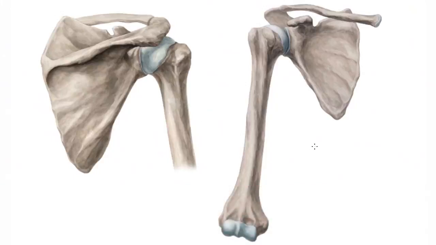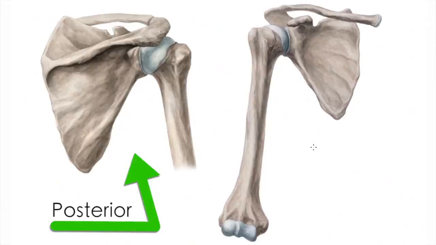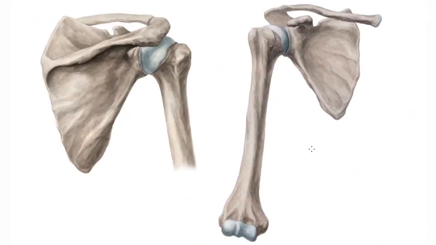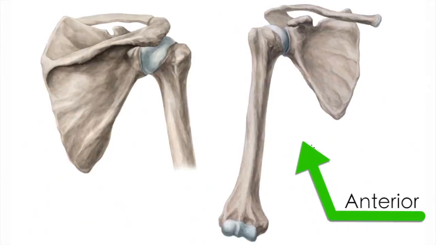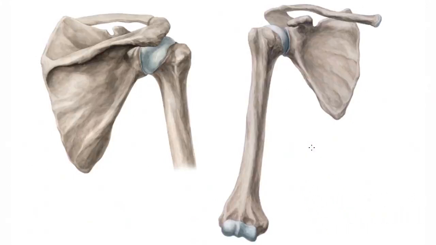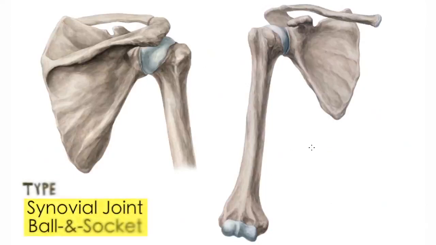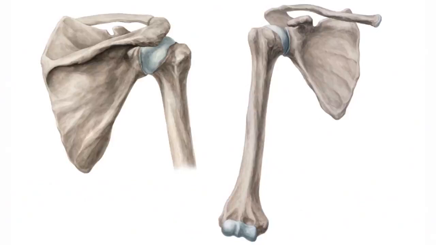Now, what you have on the screen, on your left, you will find a posterior side of the joint, and on your right, you can find the anterior view of the shoulder joint. One thing that you need to know about this joint is about the type. This is a synovial joint, a ball and socket, which, as you know, ball and socket joints have great freedom of movement. Now let's start talking also about the articulating surfaces.